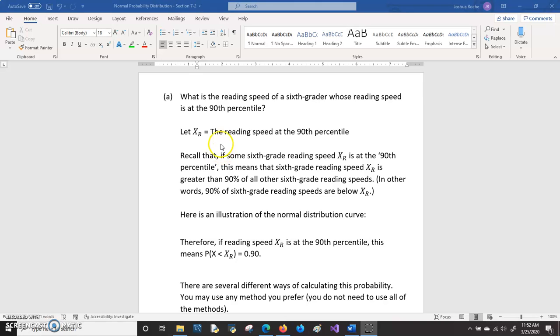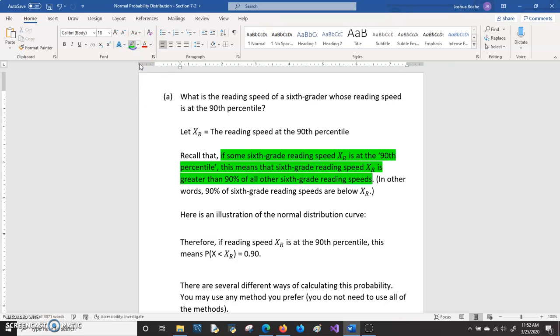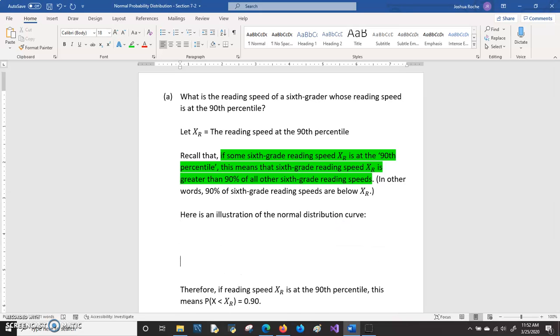If XR is the reading speed at the 90th percentile, that means that XR is some reading speed that is greater than 90% of all other reading speeds. Here's a drawing of what that would look like.